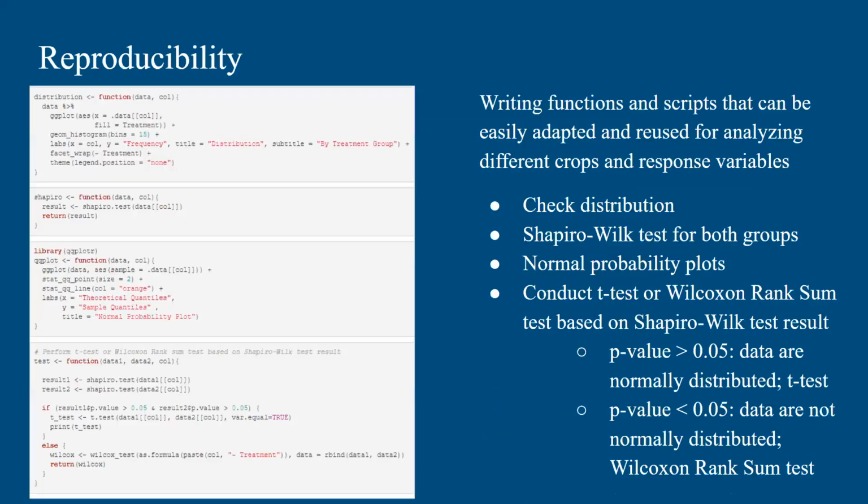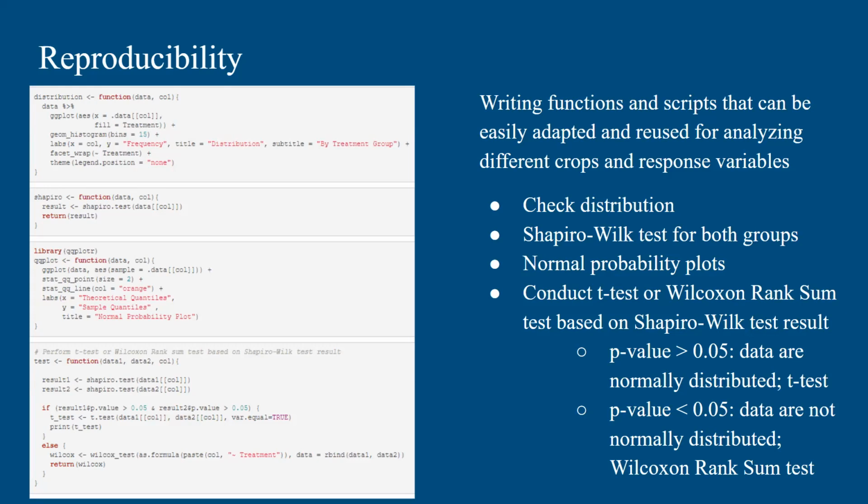Lastly, I wanted to make sure that my code was reproducible. To do this, I wrote a script with functions that could easily be reused for future crops. My first function was to check the distribution of the variables. Then I had another function where I used a Shapiro-Wilk test to check for normality. After that, I plotted some normal probability plots to counter-check the results of the Shapiro-Wilk test. And finally, based on the results of my Shapiro test, I ran a test that checked whether the biostimulant had an effect on the crops.